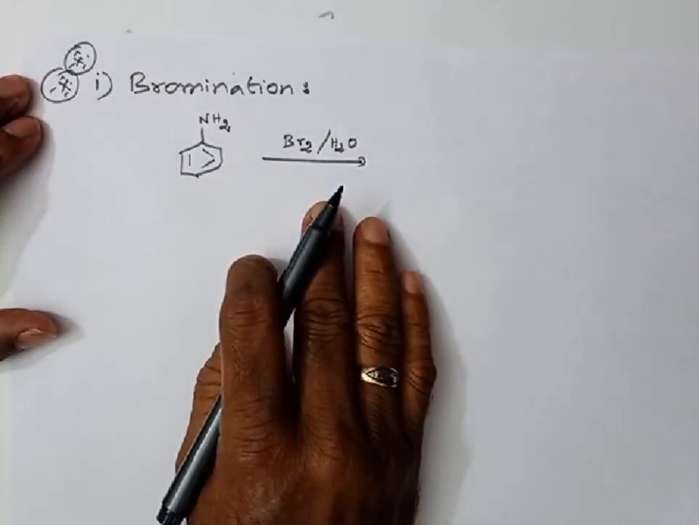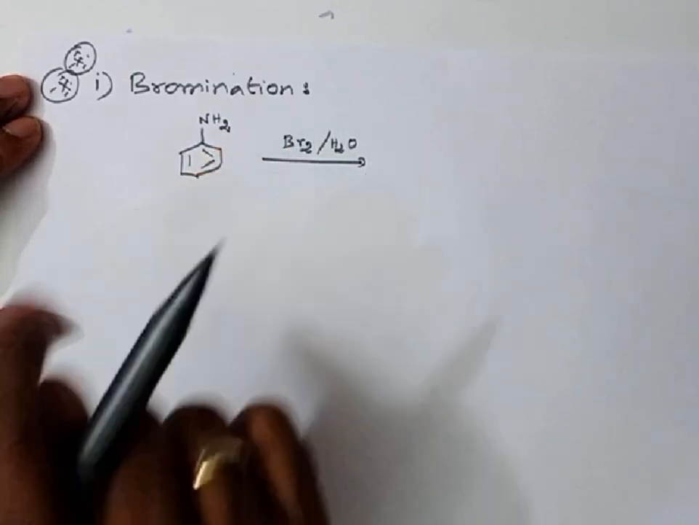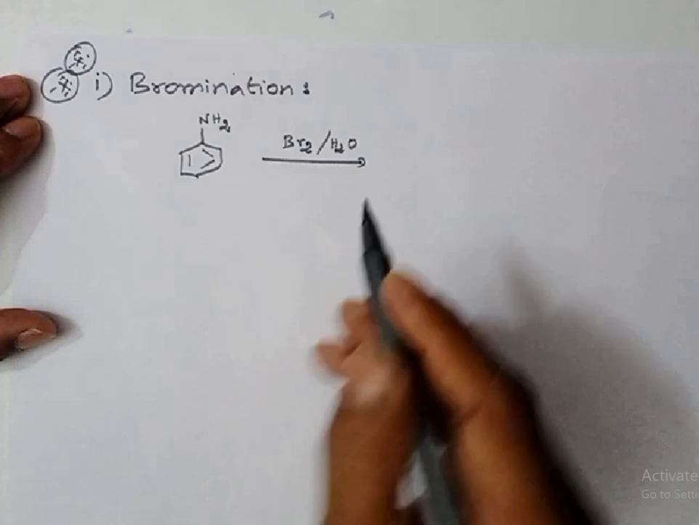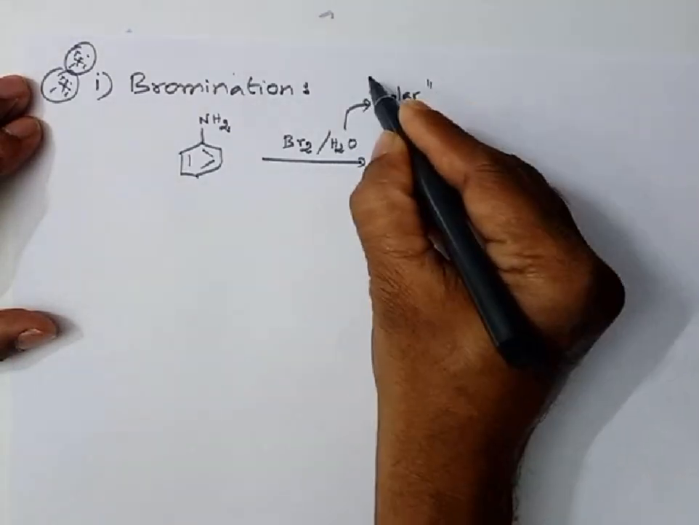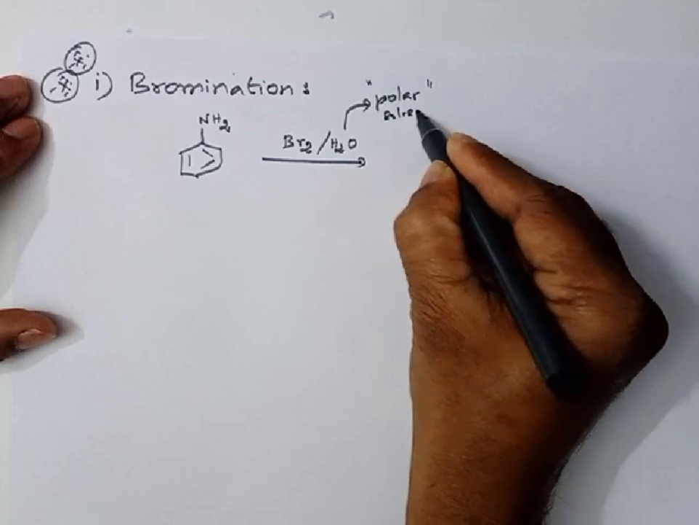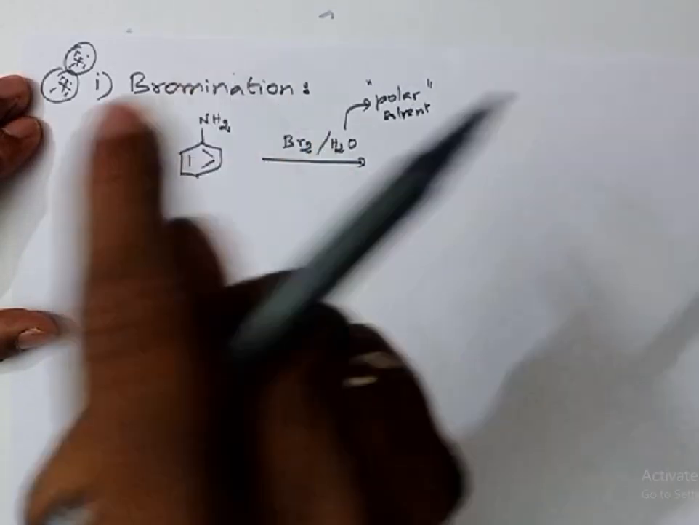What will happen? Bromination takes place at the ortho and para positions. Listen, students, water is a polar solvent. In the presence of a polar solvent, substitution occurs at ortho as well as para.